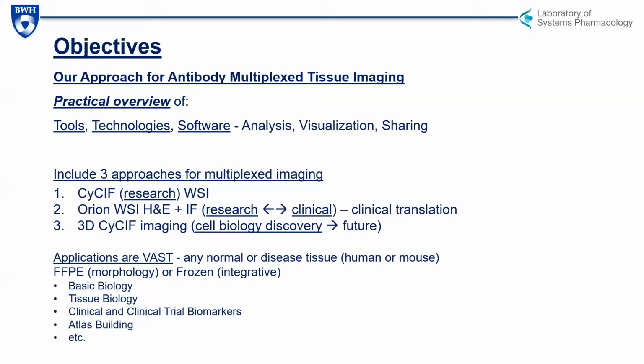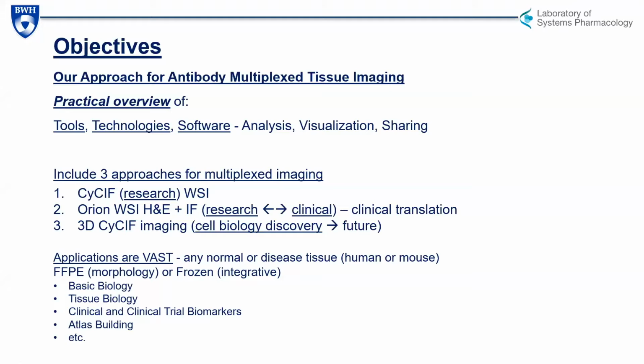So my objectives for this talk are to give you a sense of the approaches we use for antibody tissue imaging, the practical view of the tools and technologies, as well as the software for analysis, visualization, and sharing. I'll talk about three main approaches: CyCIF, which is our research tool; Orion whole slide imaging, which is intended for clinical translation; and 3D cyclic immunofluorescence, which is more of a cell biology discovery approach.